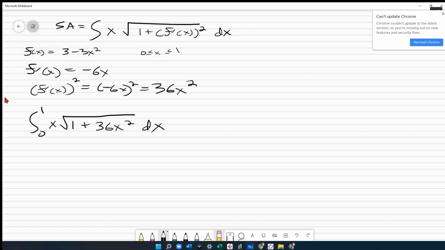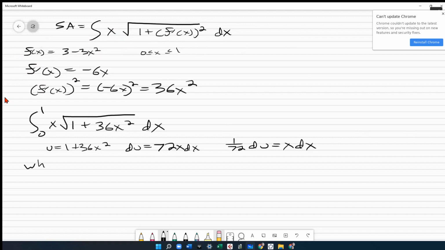If you look at it, we have an inner function of 1 plus 36x squared and an outer function, and now here of x. So we want to do a u substitution. If we let u equal 1 plus 36x squared, du is, what's 36 times 2? 72? 72x dx. And that means that 1/72 du is x dx.